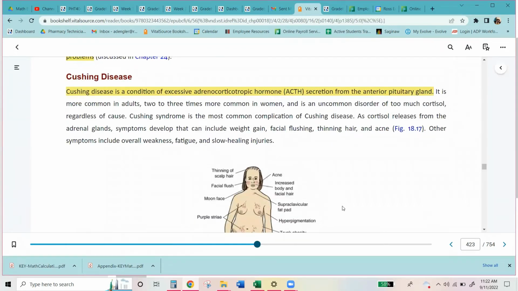Cushing's disease is a condition of excessive ACTH secretion from the anterior pituitary gland.